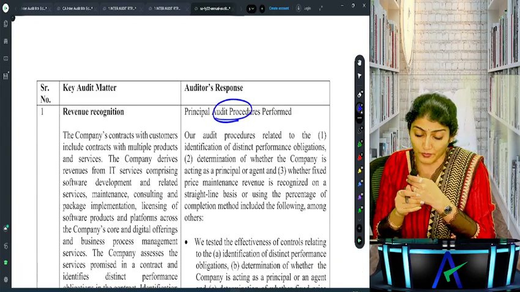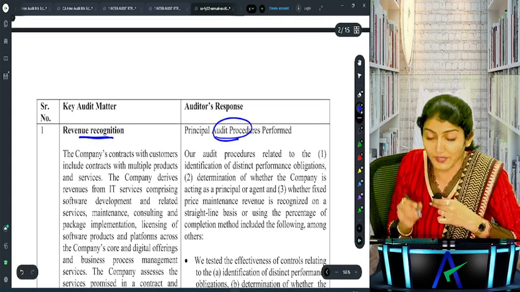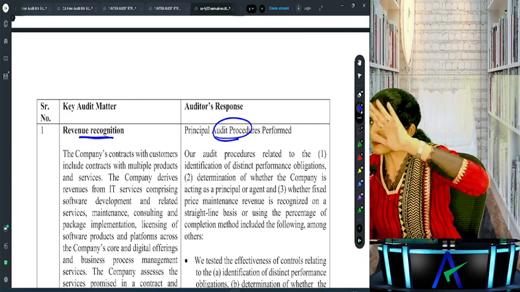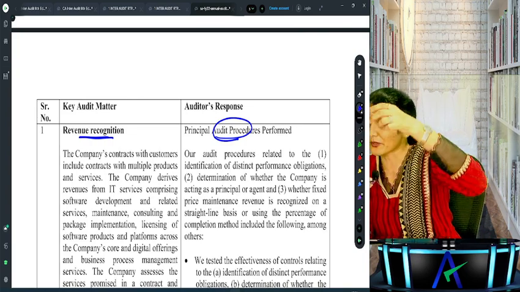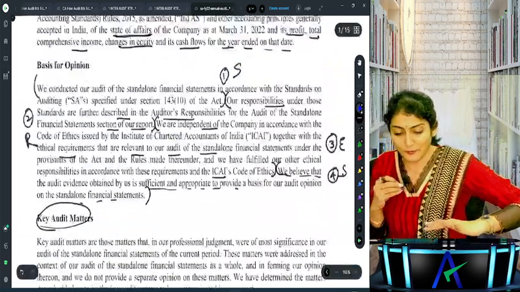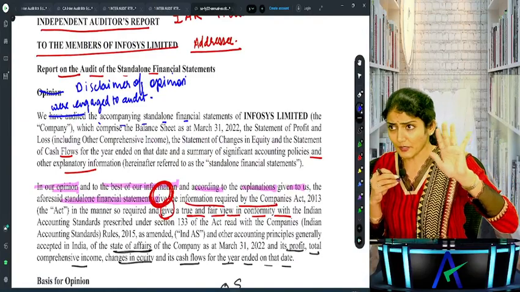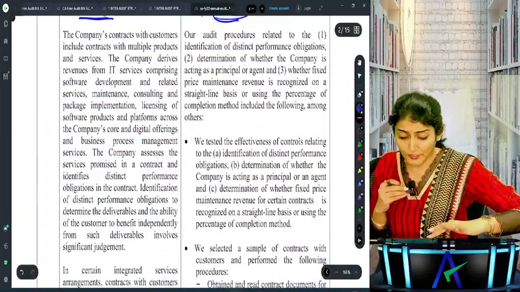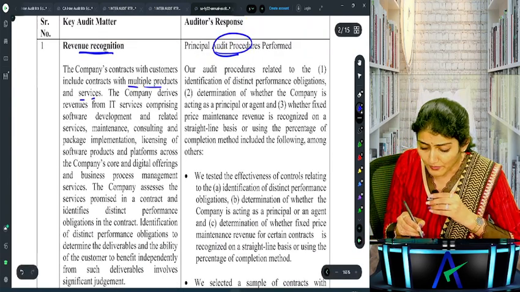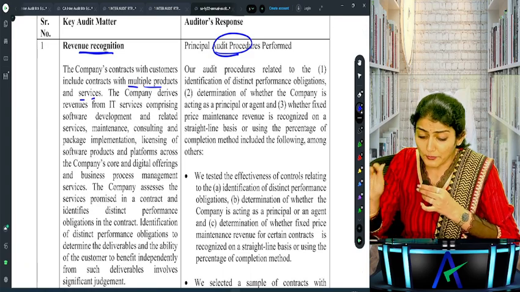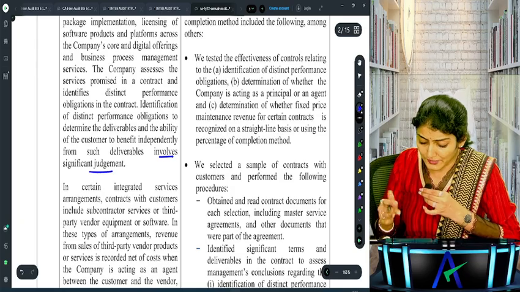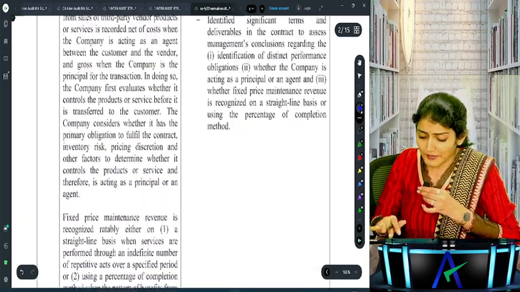Look at the Infosys report. What is the first key audit matter? Revenue recognition. So does that mean their opinion is modified for revenue? No, it may or may not be, but right now it is not modified. Even if you issue a qualified or adverse opinion, that is a key audit matter. But here in Infosys, what type of opinion is there? Clean report, unmodified opinion. But what they have written: oh, don't ask, revenue recognition. Company contracts with the customers include contracts with multiple products and services, company derives revenue from IT services, and it says it involves significant judgment, integrated service arrangement, fixed price maintenance revenue.